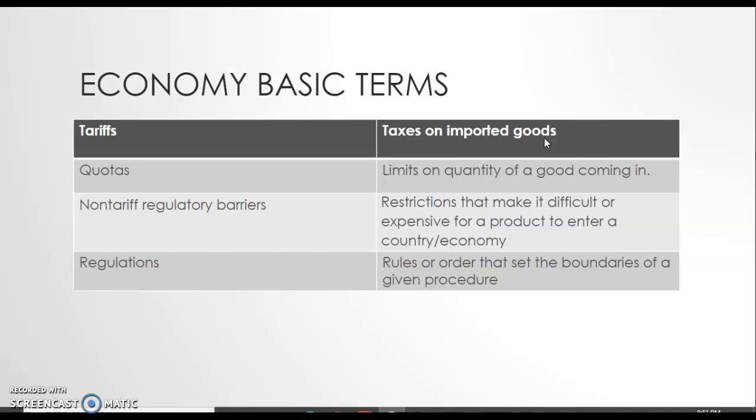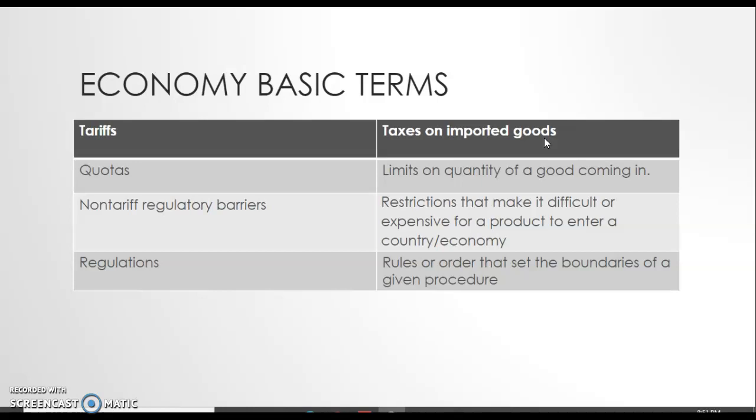And non-tariff regulatory barriers. These are restrictions that make it difficult or expensive for a product to enter a country or economy. So I, in the previous video, mentioned the idea of, okay, we're going to make different controls for how good a quality meat needs to be. And of course, these can be reasonable, but sometimes they might be unreasonable. You might say you have to meet all these bureaucratic hoops to be able to sell your product here as a way that we want to keep your product out of our country.